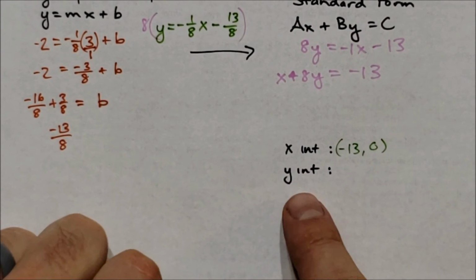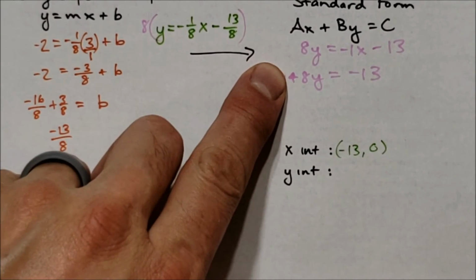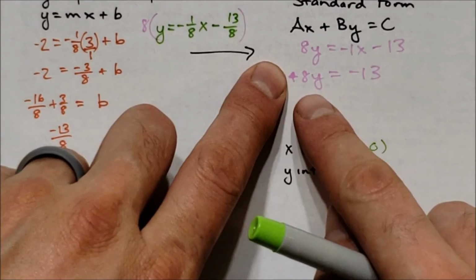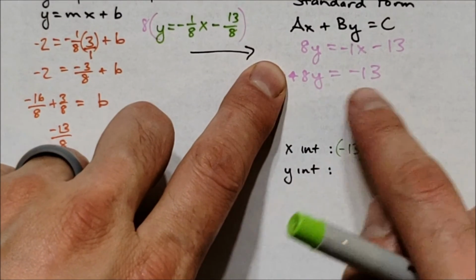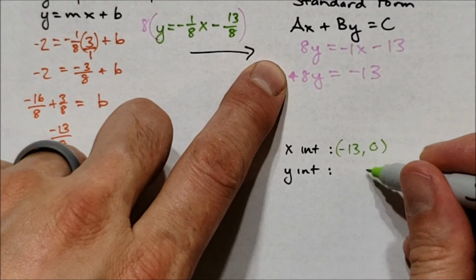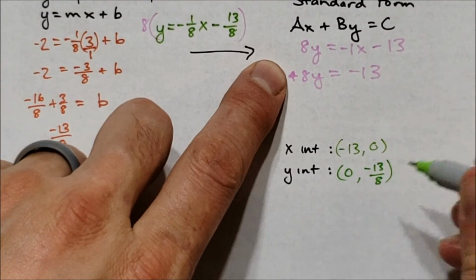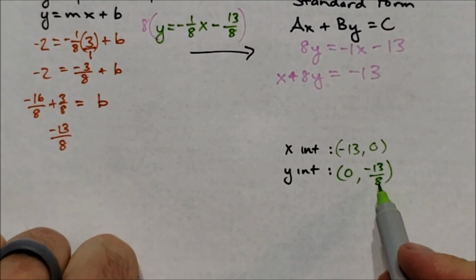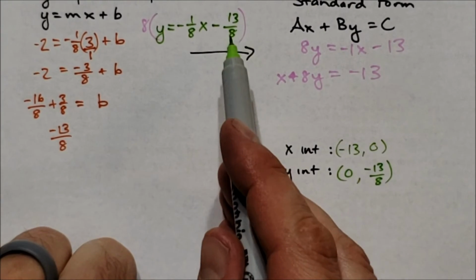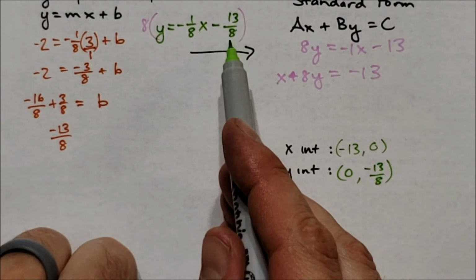I want the y-intercept. That's when x is 0. So x goes away, that term. It's fat fingered out, so I have 8y equals negative 13. I'm just going to divide both sides by 8 to get y by itself. So I'm going to have negative 13 over 8 when x is 0. Well, that's a relief because negative 13 over 8 is our starting point, the y-intercept, when we go to graph this in slope-intercept form.